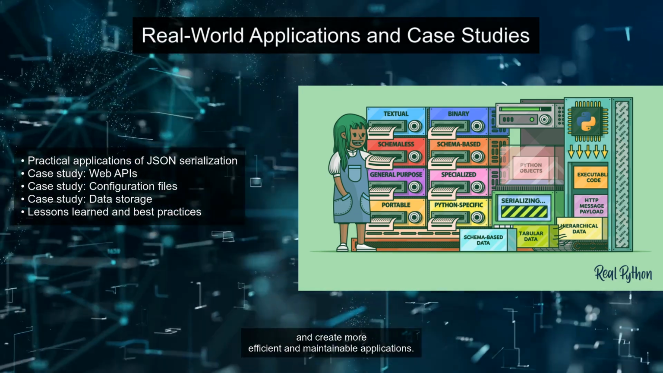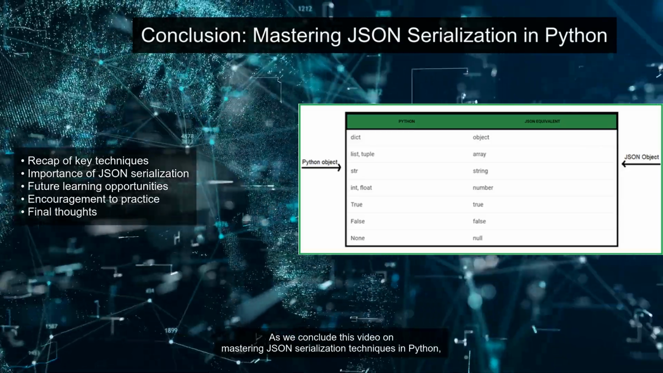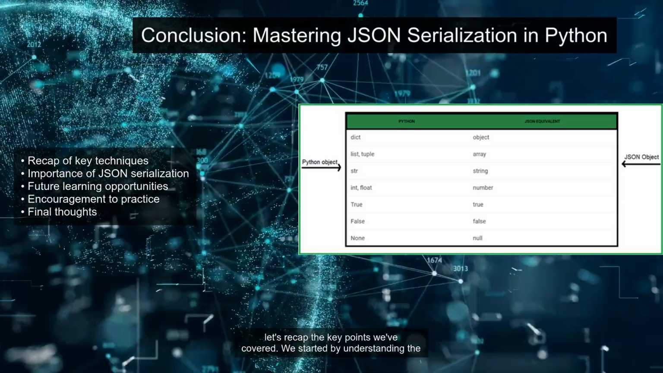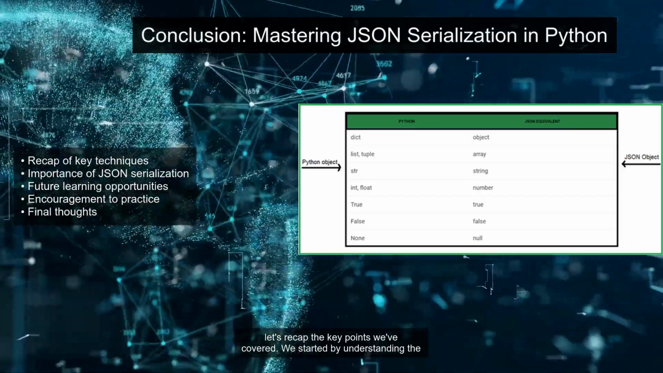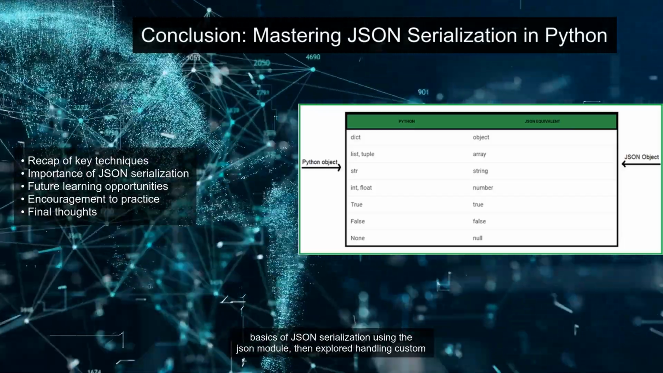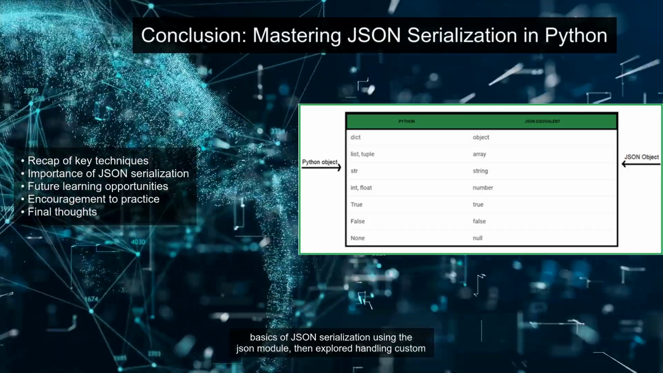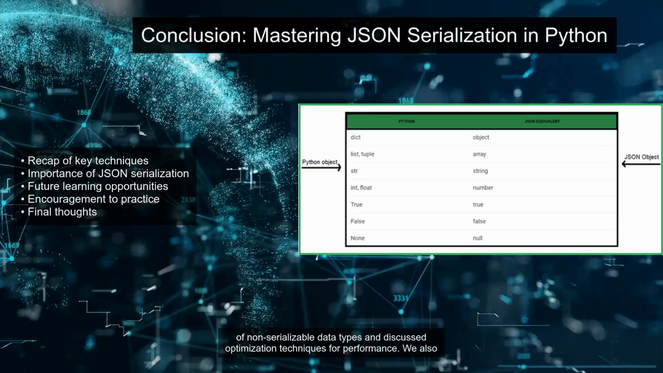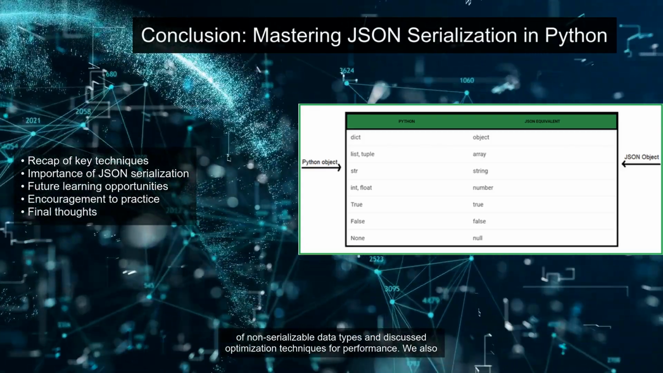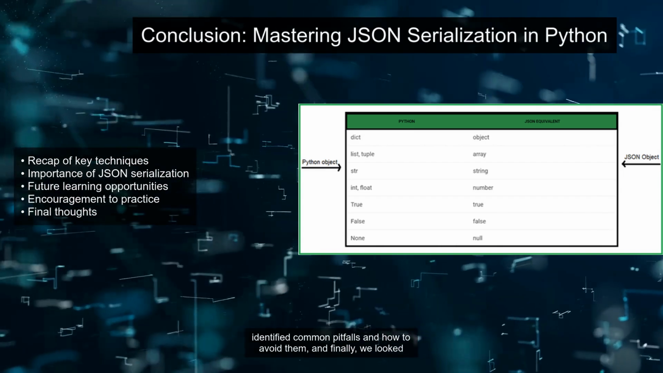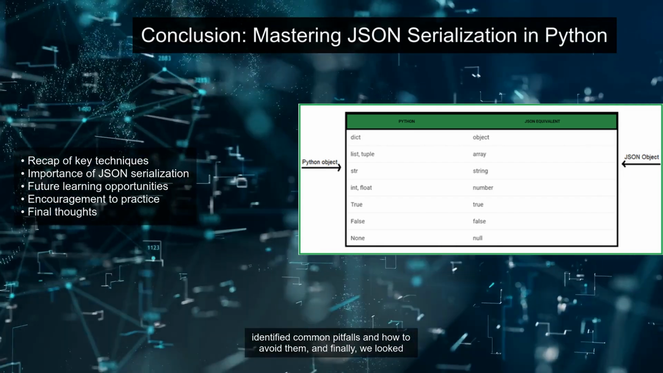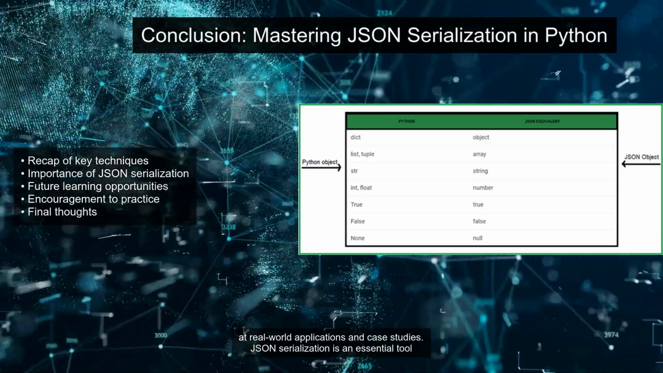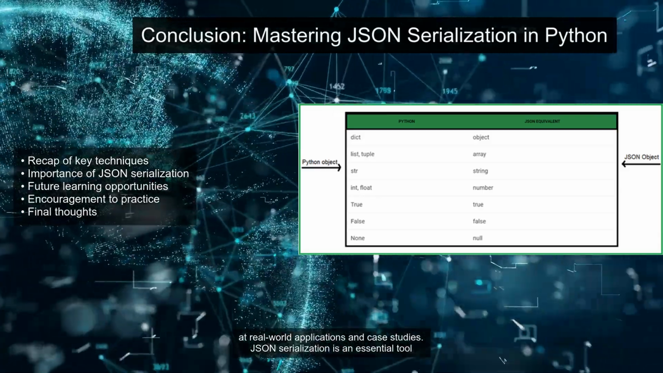maintainable applications. As we conclude this video on mastering JSON serialization techniques in Python, let's recap the key points we've covered. We started by understanding the basics of JSON serialization using the JSON module, then explored handling custom Python objects and the power of JSONEncoder subclassing. We tackled the challenges of non-serializable data types and discussed optimization techniques for performance. We also identified common pitfalls and how to avoid them. And finally, we looked at real-world applications and case studies.